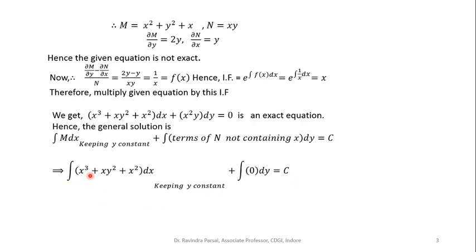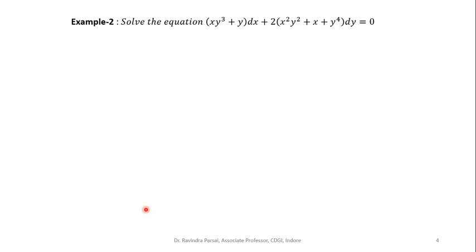So please find the integral of the first term with respect to x. The integral of x cube is x power 4 upon 4, plus x square y square upon 2, plus x cube upon 3, and the second integral is y multiplied by 0, which gives nothing. So the solution is x power 4 upon 4 plus x square y square upon 2 plus x cube upon 3 equal to c, where c is the constant of integration. Now we come to see another example.